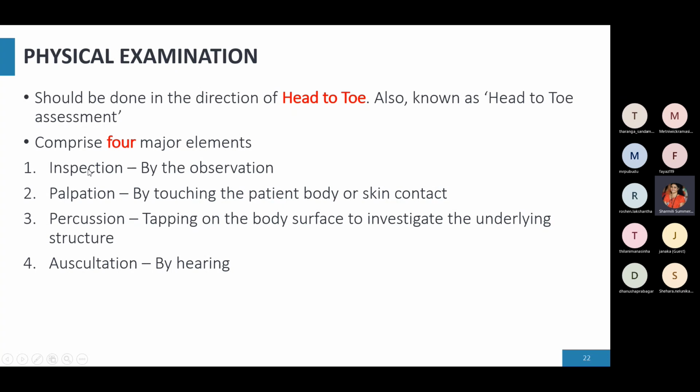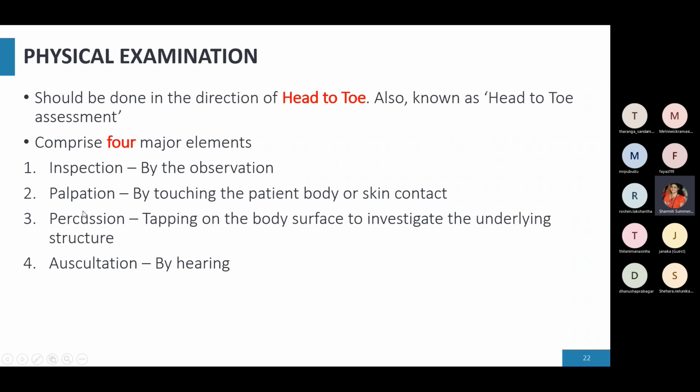Palpation means you can touch the patient's body and feel some things. For example, if the patient's body gets swollen, then you can touch and feel whether the body is swollen or not. Or if the patient has any inflammation, that means if there is any infection, the particular skin area becomes hot. The heat you can experience. So by touching, you can experience whether the skin is cold or hot, like that.